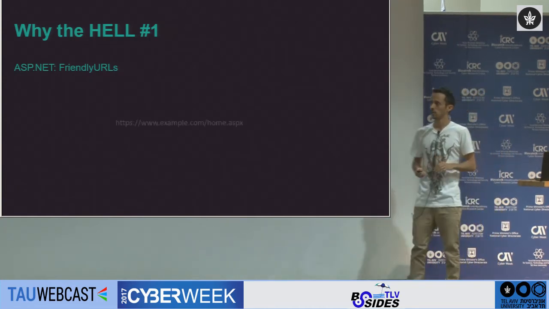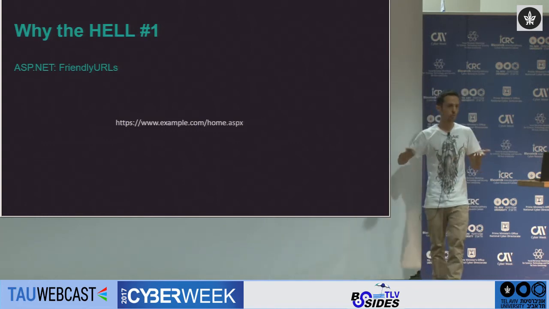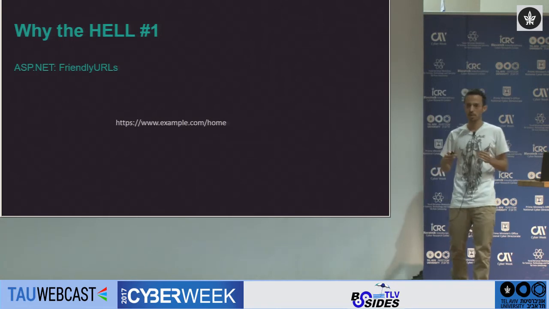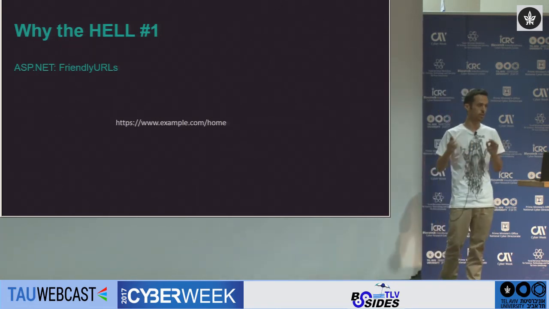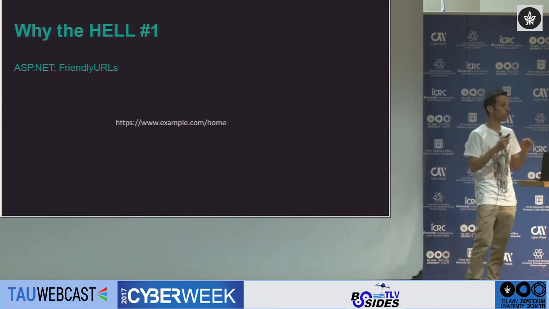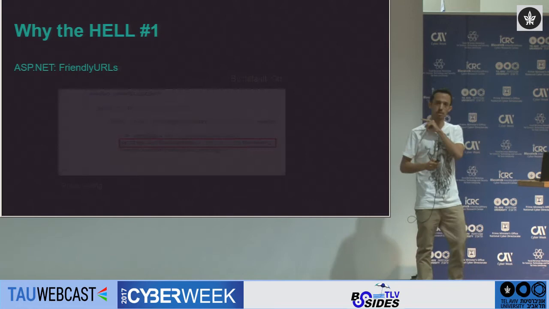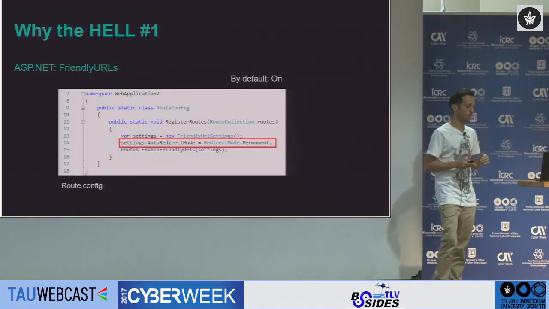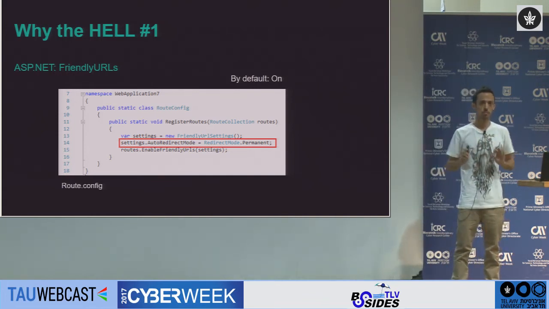Now, friendly URLs is a feature where, if you try to access this URL, home.aspx, you will get a redirection to /home, and you will get the content of the home page. It just removes the extension of the ASPX page that you try to access. You can set this feature in a file called the root configuration file. By default, this feature is turned on in any ASP.NET application.